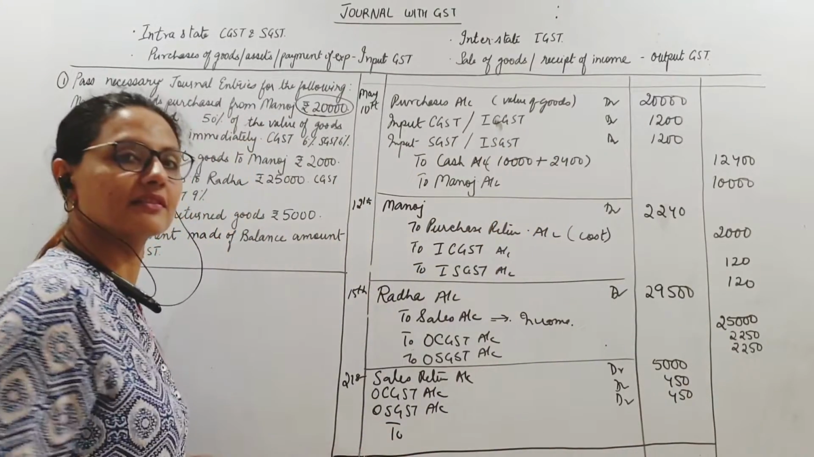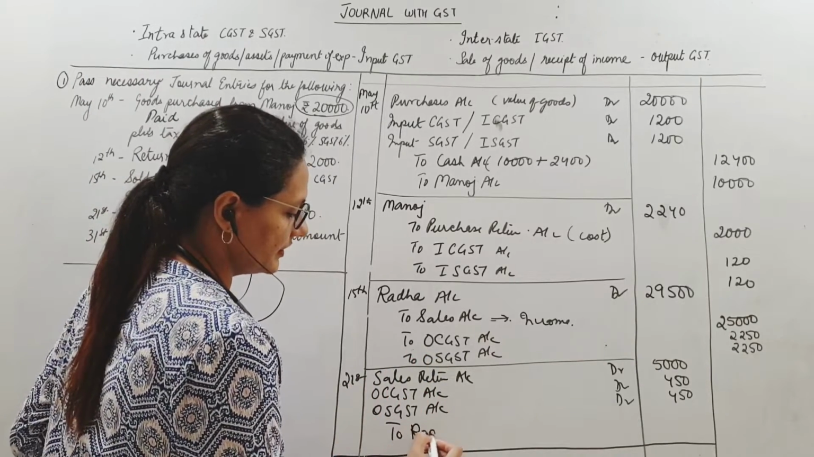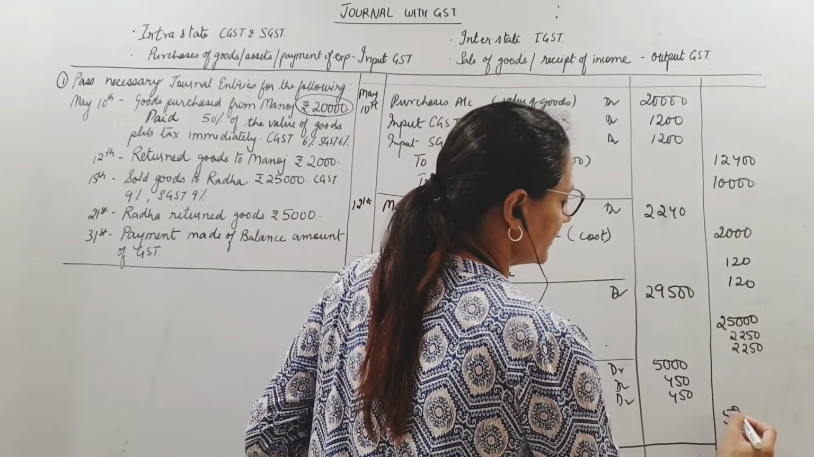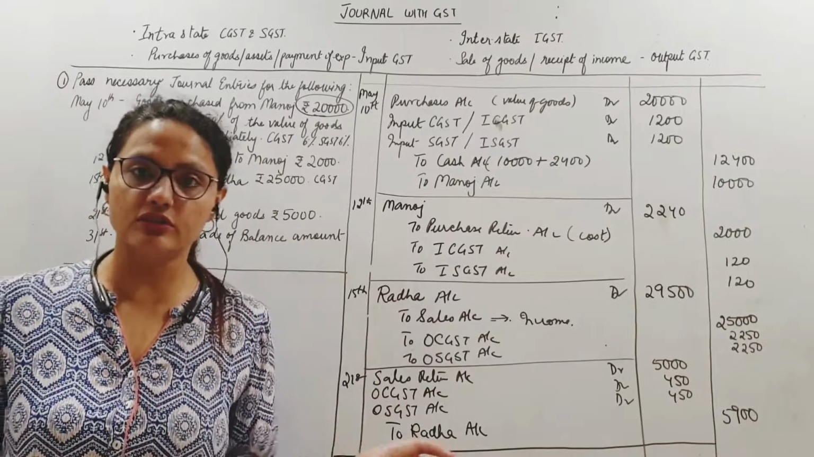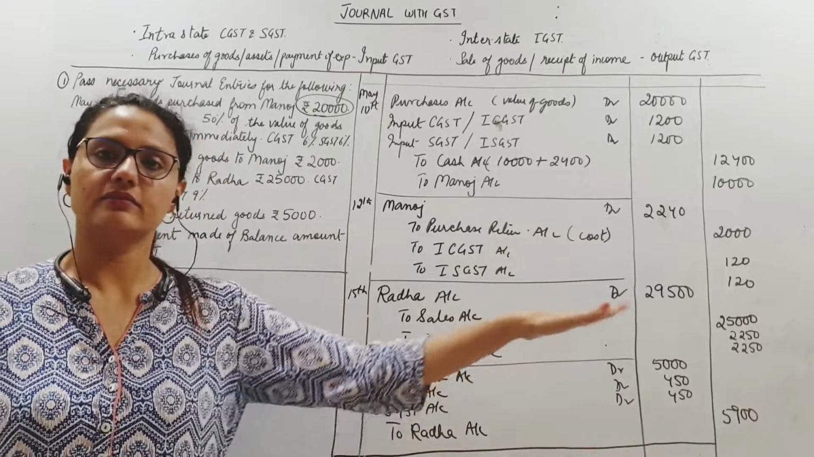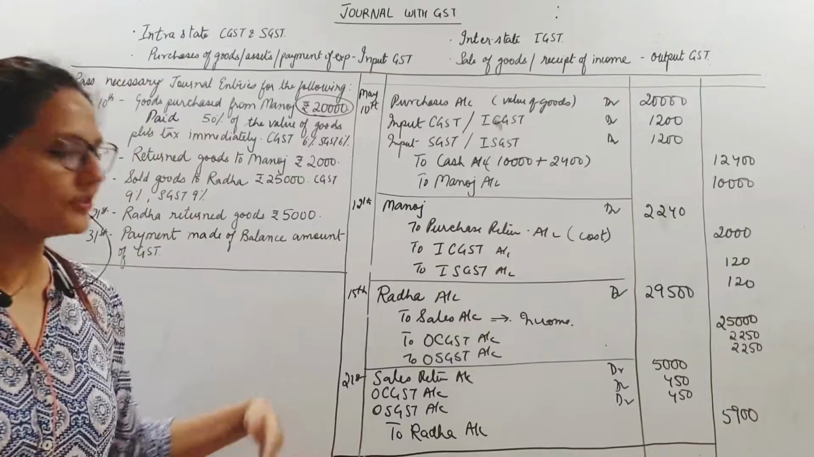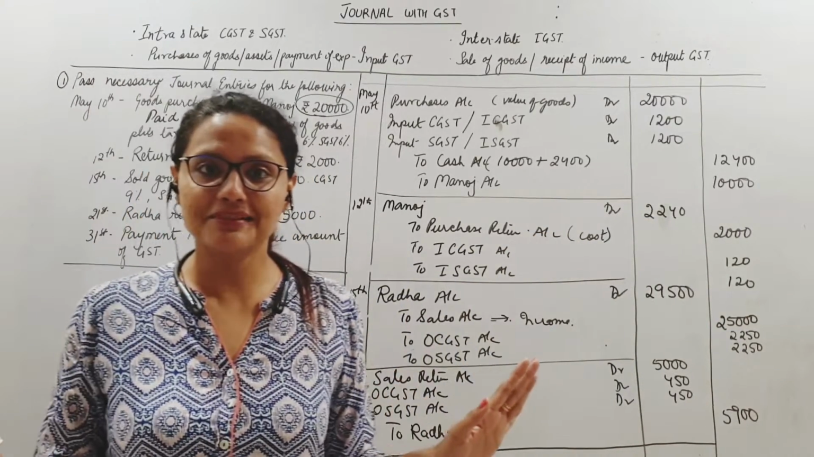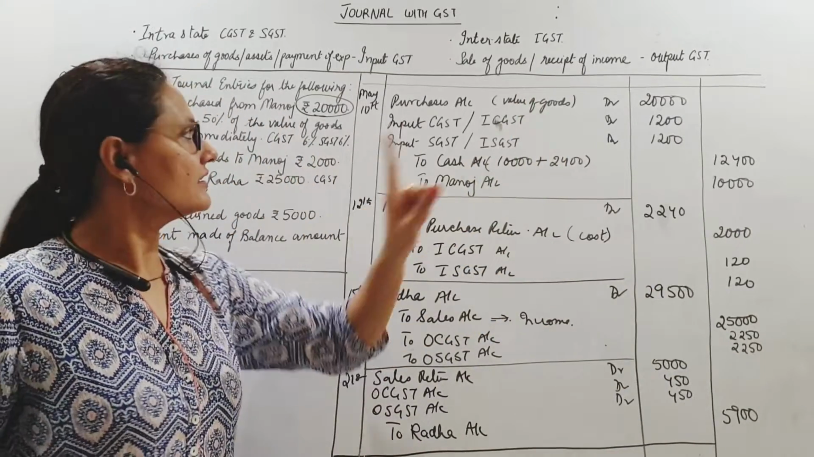Then what do I credit? Who is giving me the goods? Radha. So Radha is going to pay me less. How much less? 5,900. She is not going to pay me 5,000 for the goods she is returning, and she will not pay me 450 for these taxes each, 900. So she will not pay me this 5,900. So I need to credit Radha with 5,900. Easy? Yes. All you need to remember is where to start.